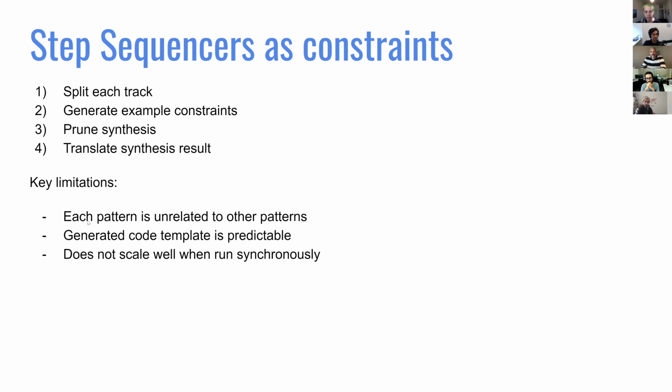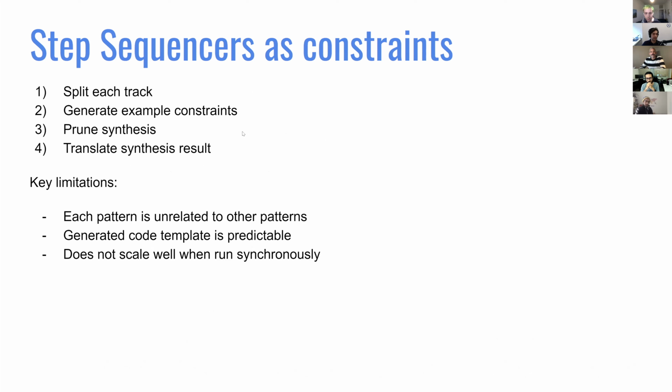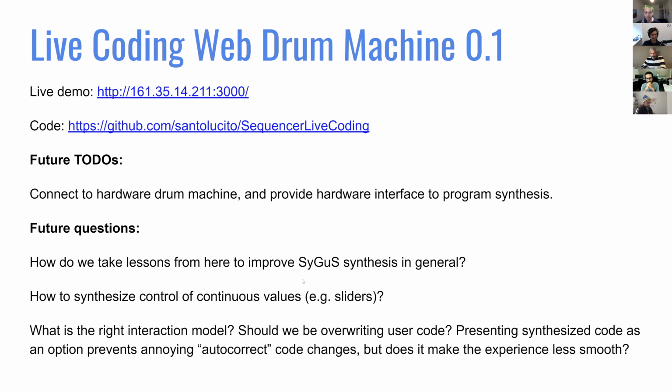Some of the key limitations right here is that each pattern is unrelated to the other patterns. That's something I'd like to be able to figure out. How do you get all of these synthesis requests building off of each other? Although we're using SyGuS for the contents of the map for the actual return value here, we're still somewhat tied to a template in that it is a map over an array. So how do we break away from that? And then finally, this does not scale so well when we run synchronously. So I'll skip over some slides about the issues with running synthesis in parallel.